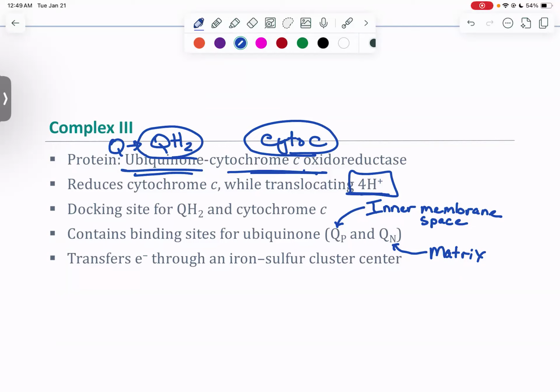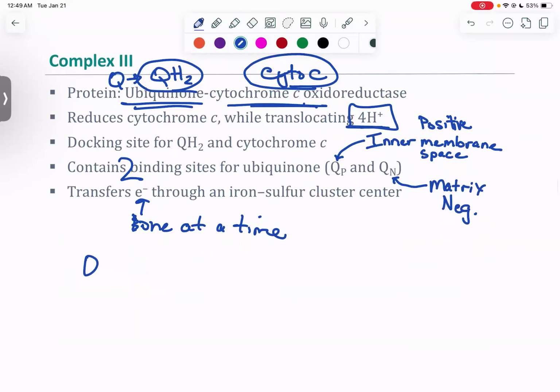What's kind of interesting is that this complex has to have 2 binding sites, 2 binding sites for ubiquinone. It's QP, and remember that P stands for positive, which is the intermembrane space. And QN is for the negative, and the negative is the matrix area. So it's going to transfer 1 electron at a time, and it's going to use iron sulfur complexes this time. So remember, this is 1 electron at a time, right?